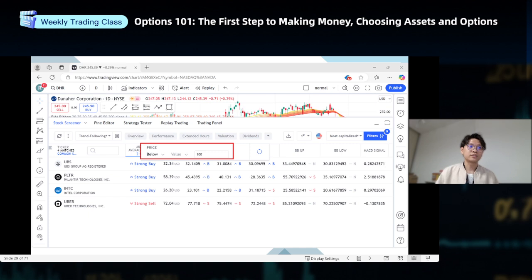So we choose those that are cheaper, and among all the 22 shares, there are four below $100, which are UBS, the Platin, and also Intel and Uber. Now I'll show you how to check the options. There are a lot of options available, and now we already have the diamond stocks in hand. We choose 4 out of 18,000.